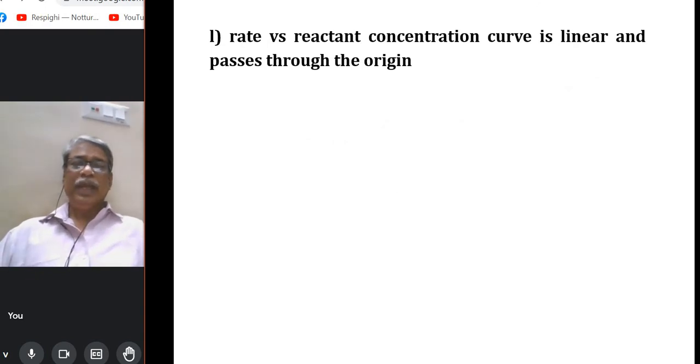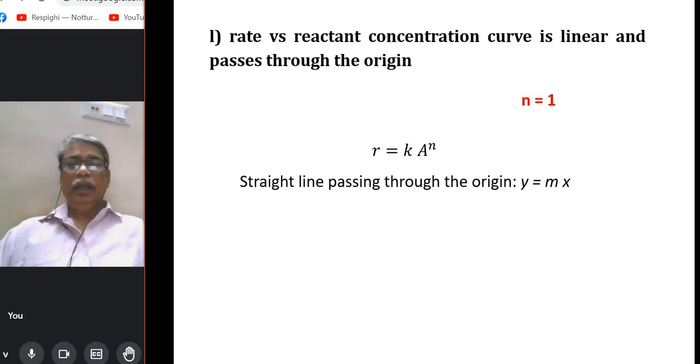Rate versus reactant concentration. Next question is linear. Rate versus reactant concentration passes to the order. So again the order is 1, and let us verify that R is k a to the power n in general, and n is 1 here. So we demand that it gives y equal to mx kind of curve. Here you are directly plotting R versus a, y equal to mx. So that means a to the power 1. That would only give you y equal to mx type of curve. So the order is simply 1.